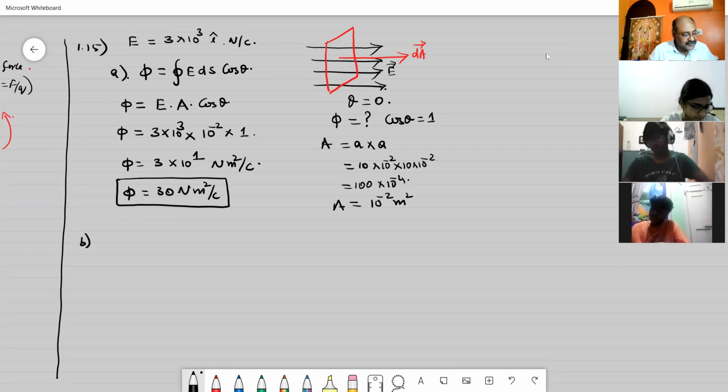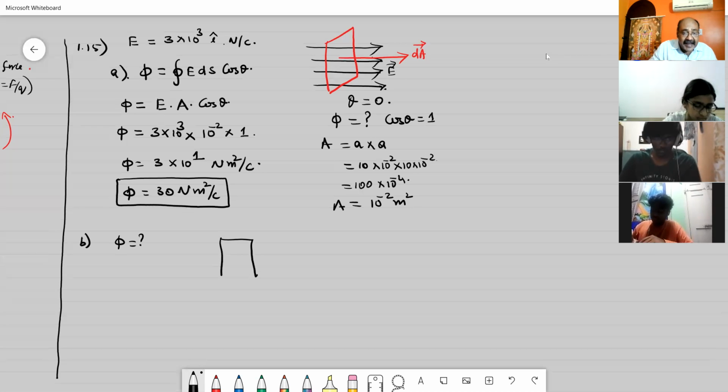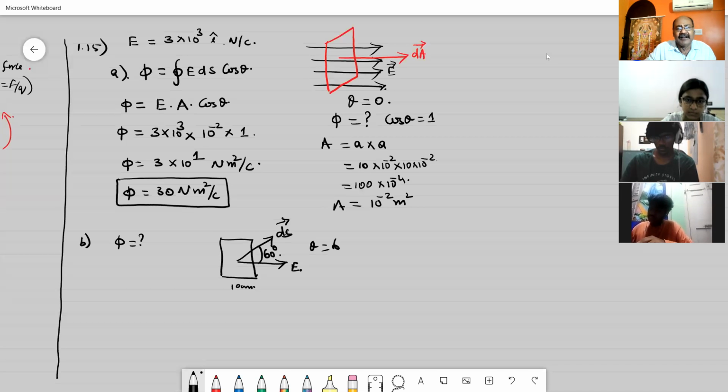What is the second option? You are asked to calculate the flux through the same square of side 10 centimeter, if the normal to the plane makes an angle of 60 degree with the x-axis. Along the x-axis you have the electrical field. When you drop the normal to the square, that is the dS vector, it is inclined at an angle of 60 degree. So theta equal to 60 degree.